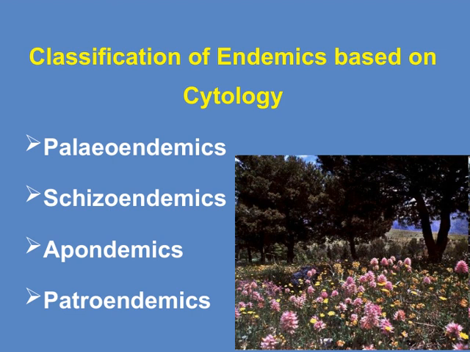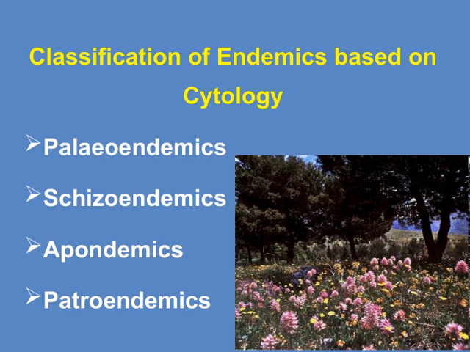Next, we have the schizoendemics, which are species that have undergone a process of speciation, leading to the formation of new species from a common ancestor, usually through geographic or reproductive isolation. Then there are the epibiotics, a less common group, which are species confined to specific water bodies or aquatic habitats, so their distribution is very limited to particular aquatic environments.